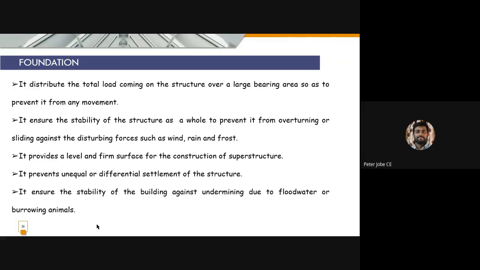So this burrowing by animals is actually not permitted. If we construct a foundation of sufficient depth, the animals that burrow won't be able to burrow further. So it will help our buildings to stand longer. So these are the basic functions of a foundation. I hope everyone has understood. If anyone has any doubt on the above points, please do inform.